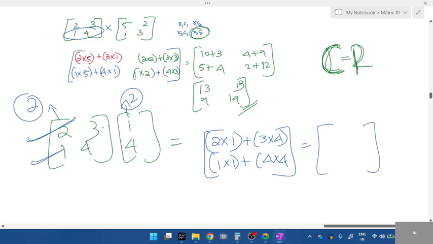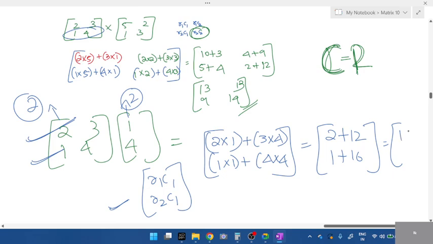So if you're done with row 1, column 1, that is over. See, row 1, column 1. Below that, you should have row 2, column 1. We don't have column 2. This is the formula. So the final answer is 2 plus 12, 1 plus 16. 14, 17. Make a note. Complete this.